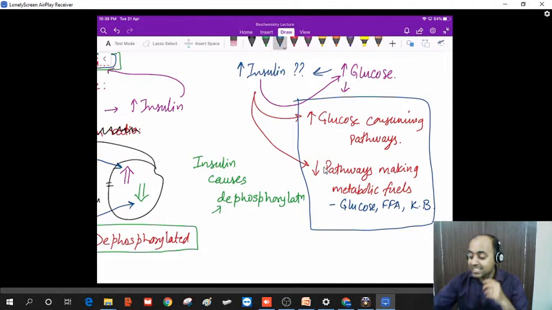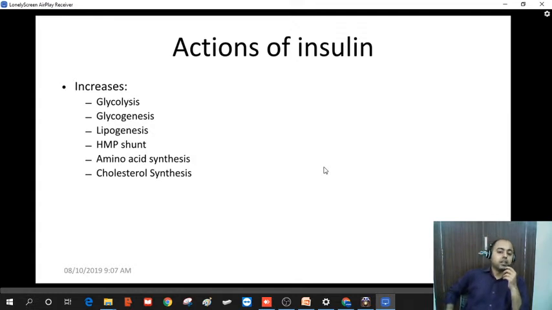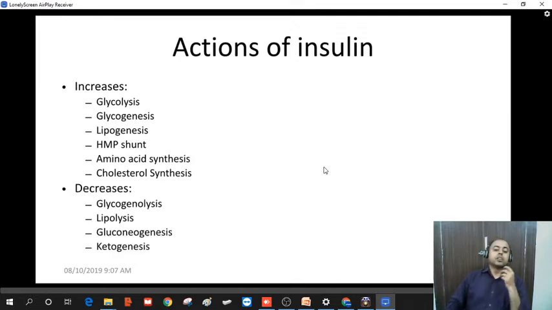So what we'll do, we'll quickly list this so that it becomes clear. Glycolysis, glucose will be consumed. Glycogenesis, glucose will be consumed. Lipogenesis, glucose will be consumed. HMP shunt, glucose will be consumed. Amino acid synthesis, glucose will be consumed. And cholesterol synthesis, also the glucose will be consumed. So insulin will increase all these pathways. On the other hand, it will decrease the glycogenolysis from where we are getting the glucose. It will decrease the lipolysis from where we are getting the free fatty acid. It will again decrease the gluconeogenesis from where we are getting the free glucose, and it will decrease the ketogenesis.